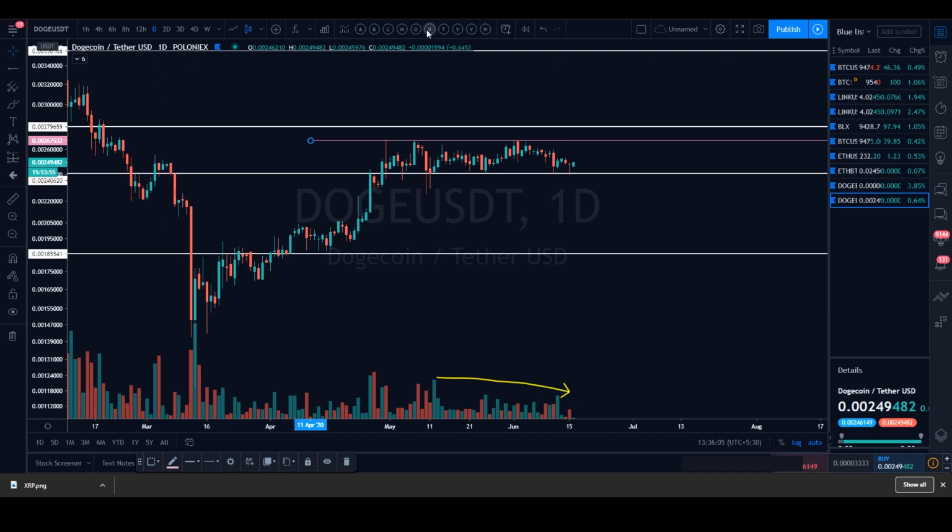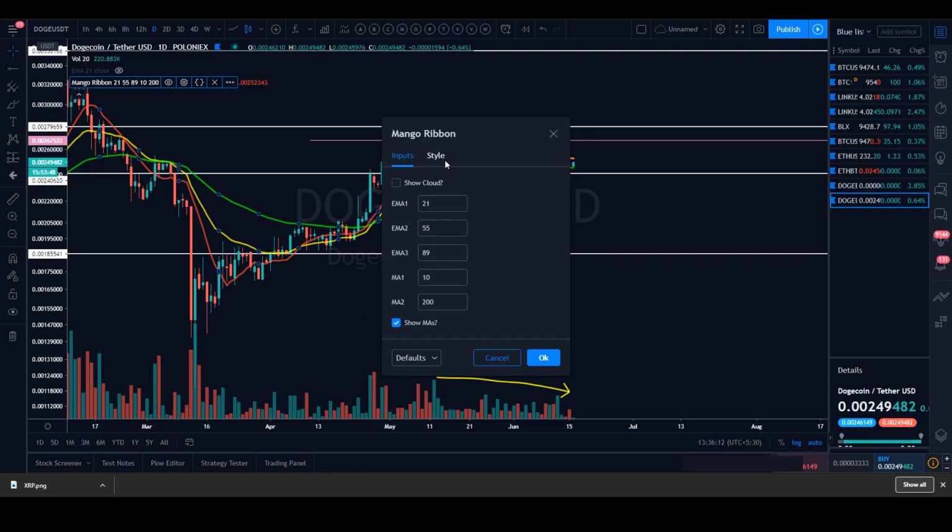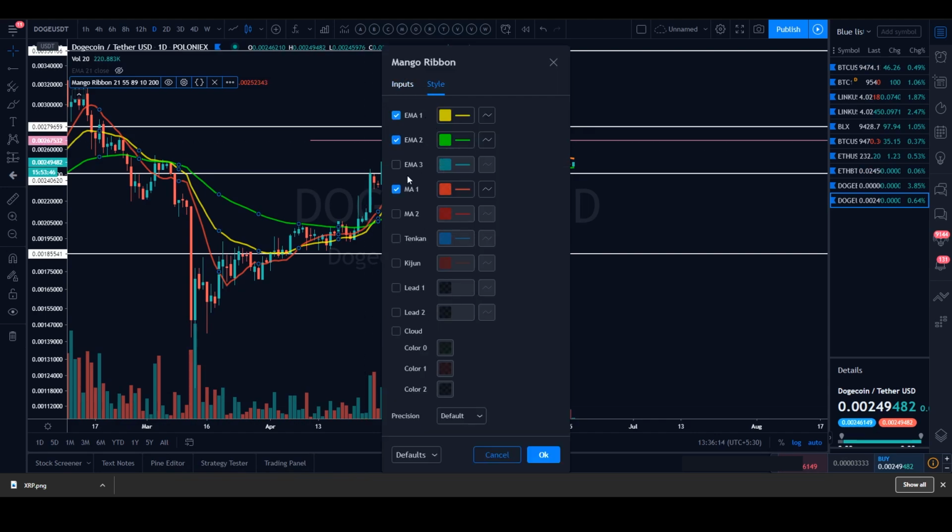Okay, so now let's actually go ahead and put on our Mango ribbon. Okay, so those are my EMAs and MAs. By the way, guys, the Mango ribbon is completely free. Okay, you have access to 3 to 4 EMAs and MAs, plus you have the Ichimoku cloud with this.